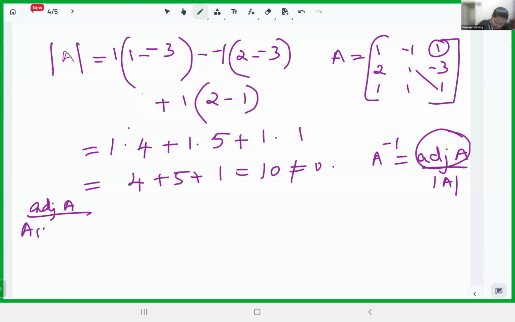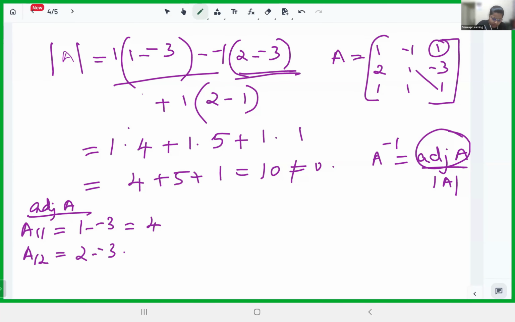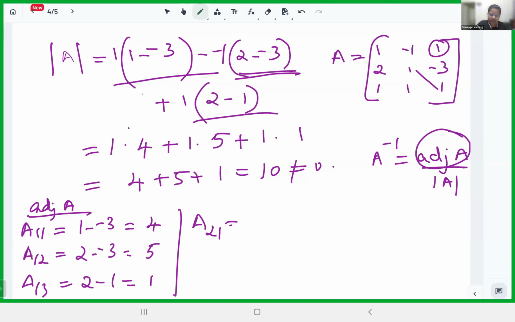For that, first we need A11, right? A11 is nothing but this value itself, right? So that is 1 minus minus 3, that is equal to 4. And what is A12? A12 is equal to this value, that is 2 minus minus 3, that is equal to 5. Now A13 is equal to this value, that is equal to 2 minus 1, so that is equal to 1. Now what about A21?